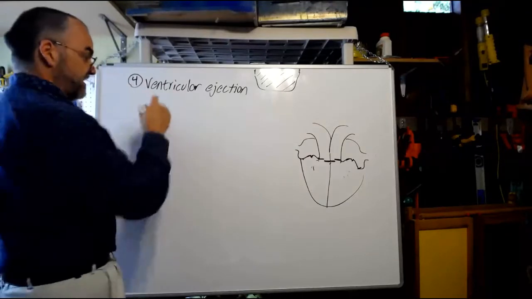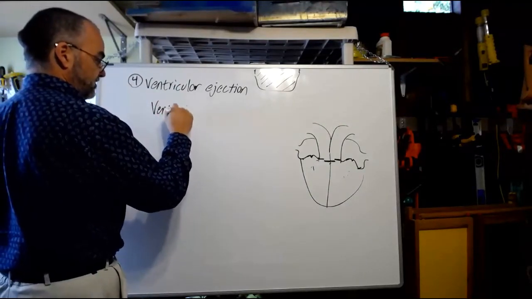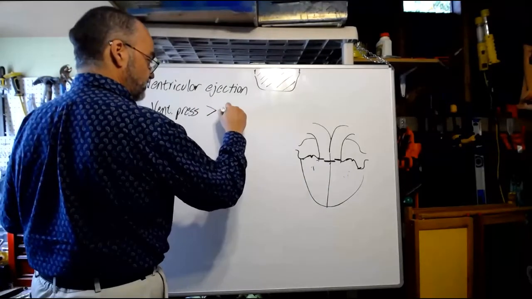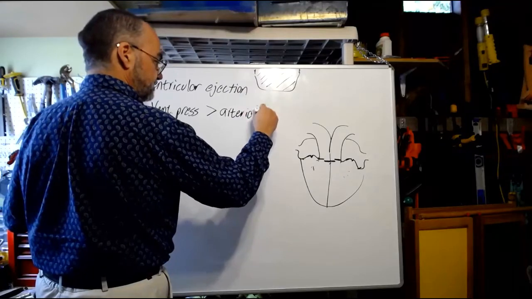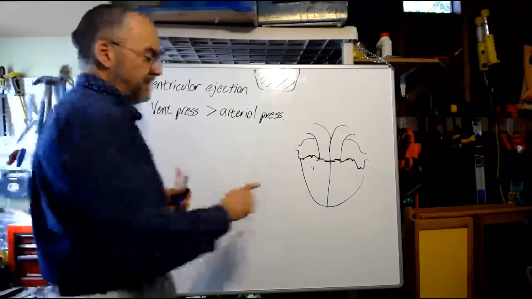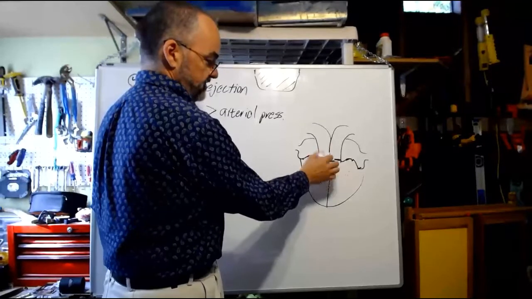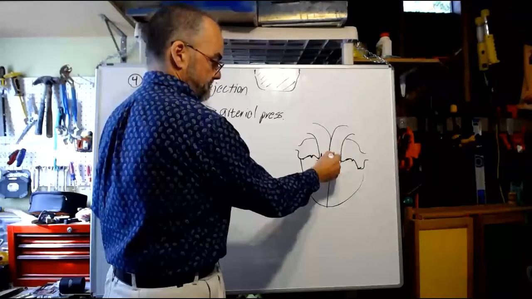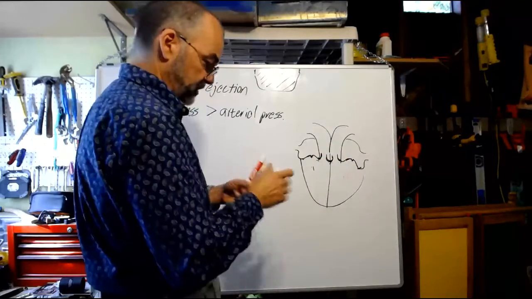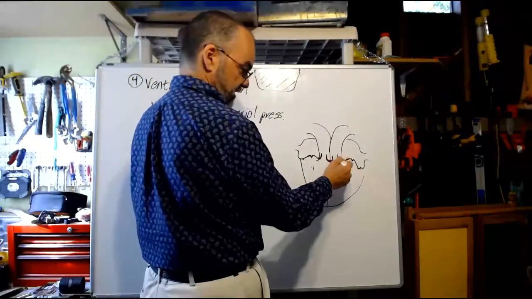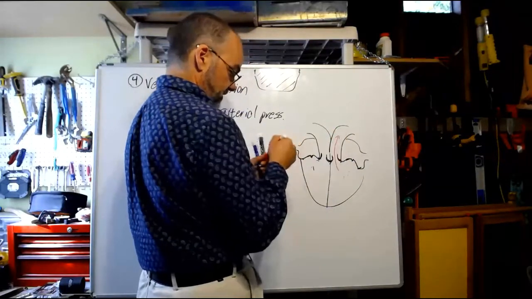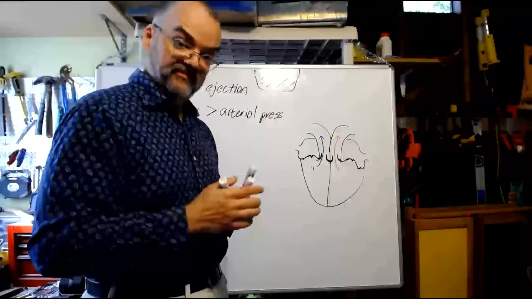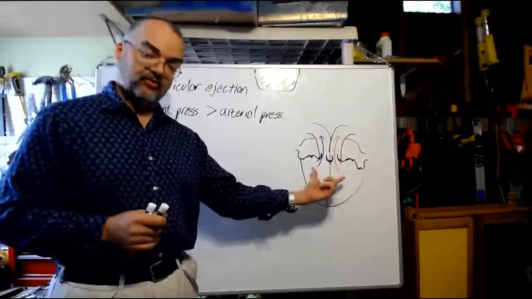Ventricular ejection begins when the ventricular pressure rises above arterial pressure. When that happens, it's enough to force these valve flaps open. And the blood that had been building up in these ventricles and was under increasing pressure now starts flowing outward into the arteries and away from the heart. That relieves some of the pressure in these ventricles.